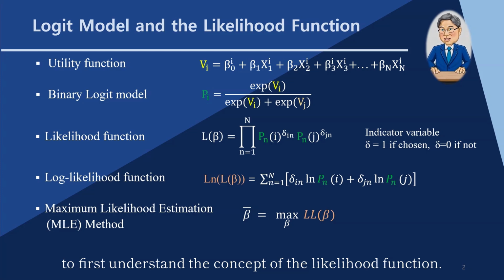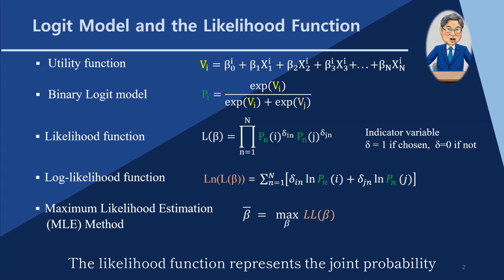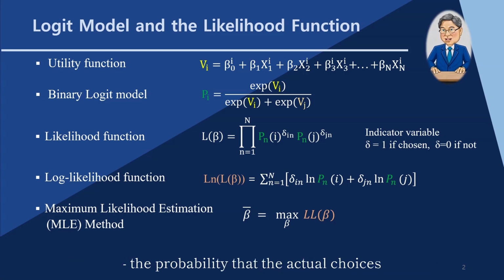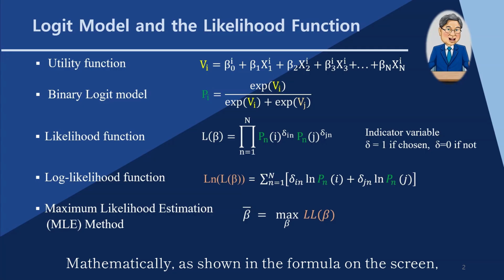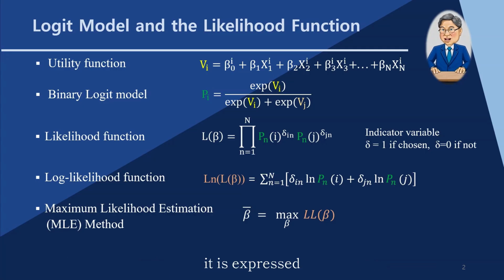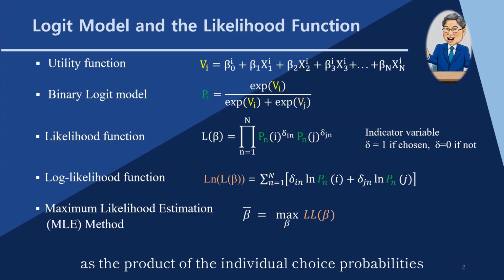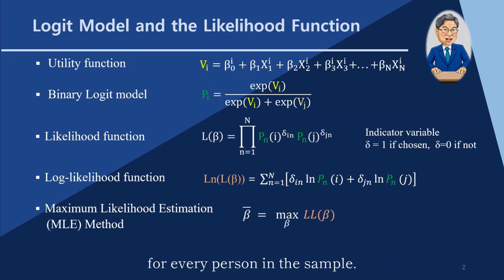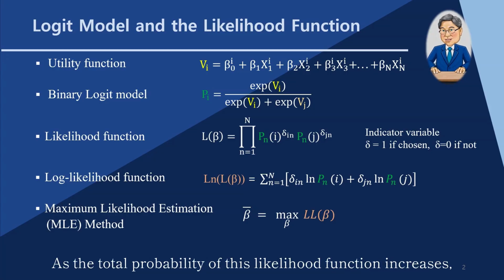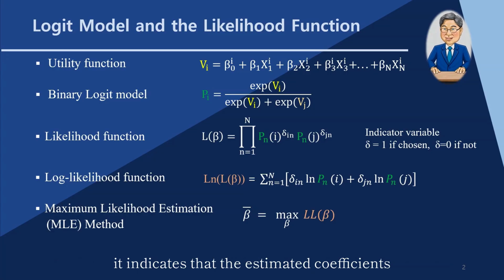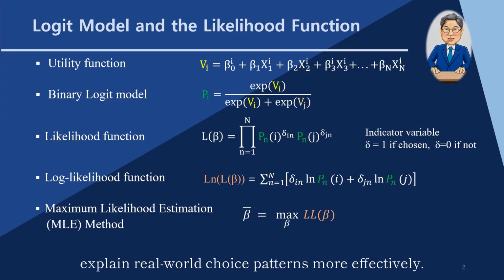The likelihood function represents the joint probability, the probability that the actual choices made by all travelers in the sample occur simultaneously. Mathematically, as shown in the formula on the screen, it is expressed as the product of the individual choice probabilities for every person in the sample.